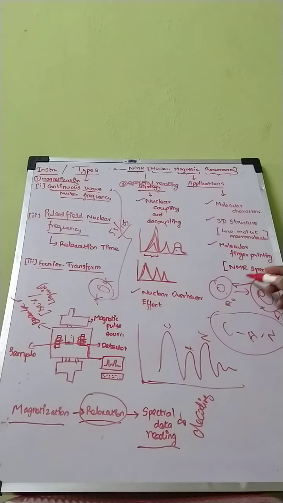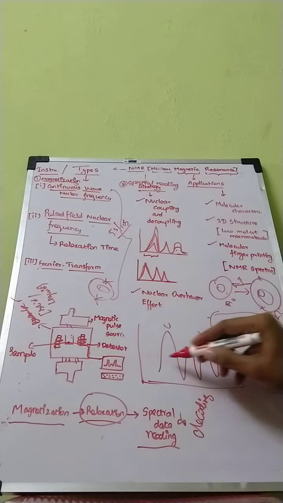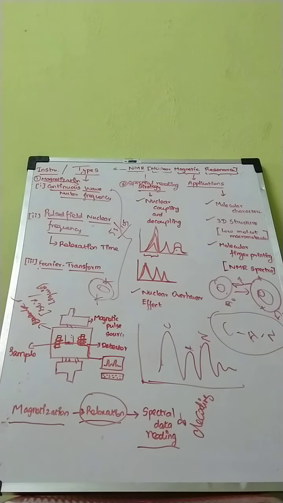During this process, the excess energy that was absorbed is released, and you receive it in the form of an electric signal, and it is constructed as NMR spectra in the third stage called spectral data reading or spectral data construction. So this is the methodology of NMR.